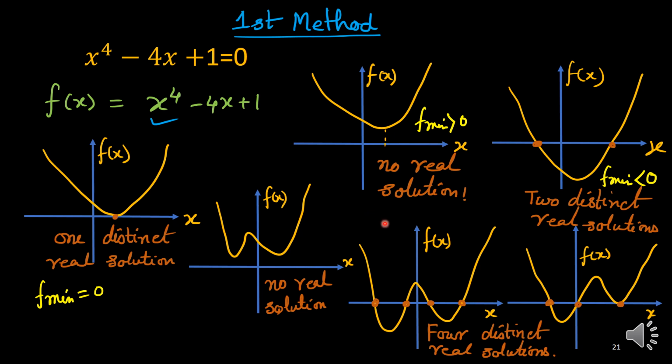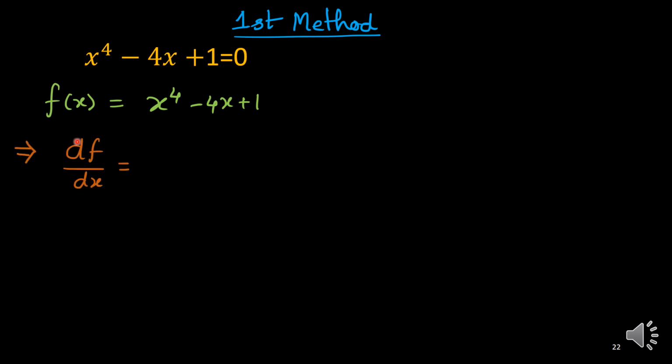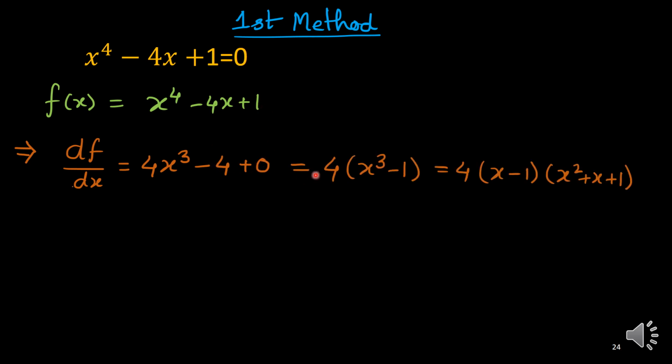So what we will do here, first we take the derivative df/dx. The derivative of x^4 is 4x cube, and the derivative of 4x is only 4. So I get 4x cube minus 4 into 1, and the derivative of the constant is 0. Now I can take 4 common: x cube minus 1, which factors into x minus 1 and x squared plus x plus 1.